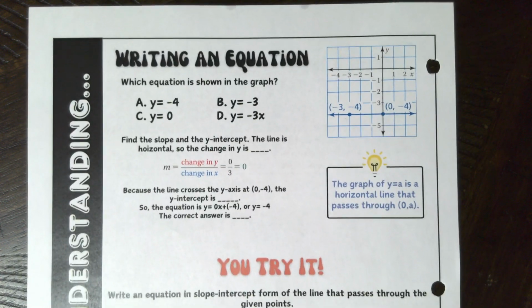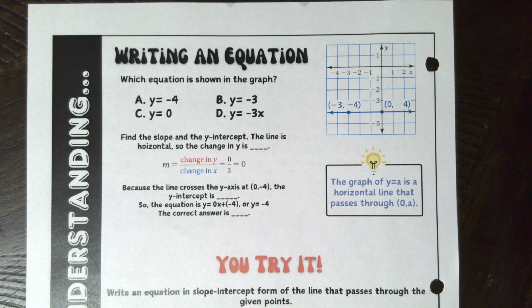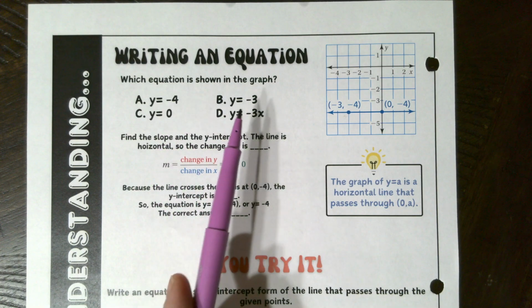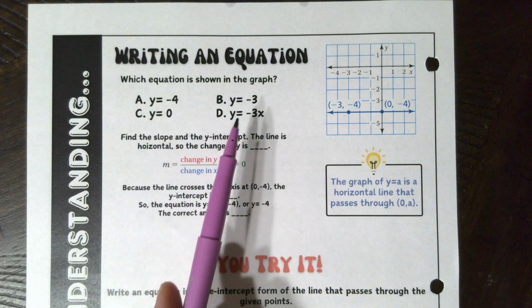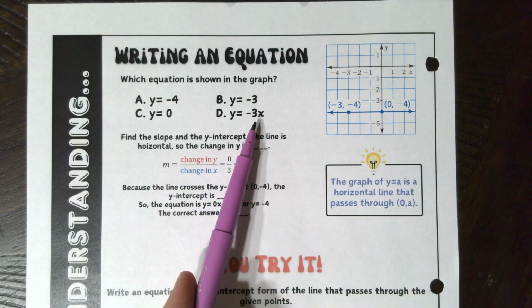Okay, so let's flip it over and look at the back. Okay, so writing an equation, we're going to figure out which equation is shown in the graph. So it's either y equals -4, y equals -3, y equals 0, or y equals -3x.